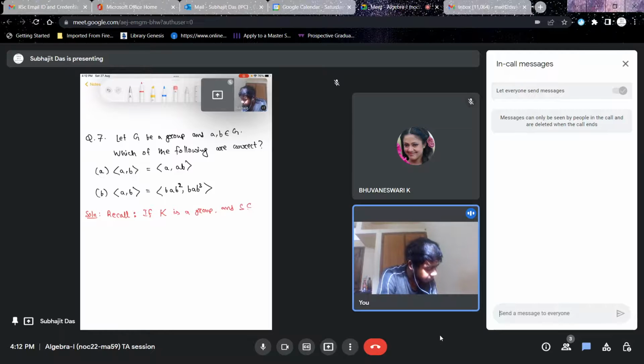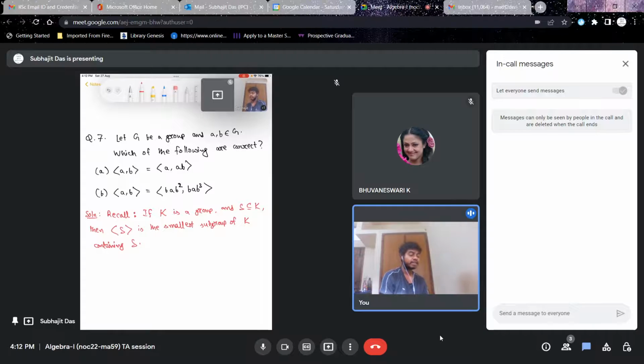and S is a subset of K, then the subgroup generated by S is the smallest subgroup of K containing S, right? And how do you know exactly that such a subgroup exists? You just simply take the intersection of all subgroups of K containing S, right? That intersection is also not vacuous, because K itself is a subgroup of itself containing S, right?